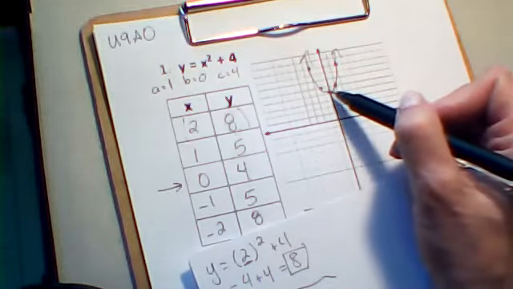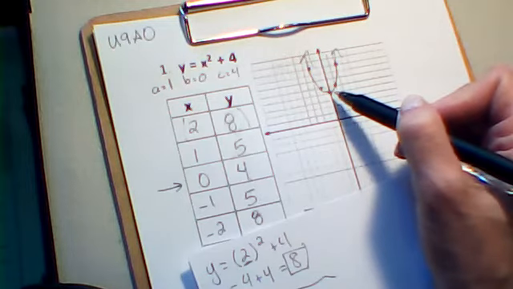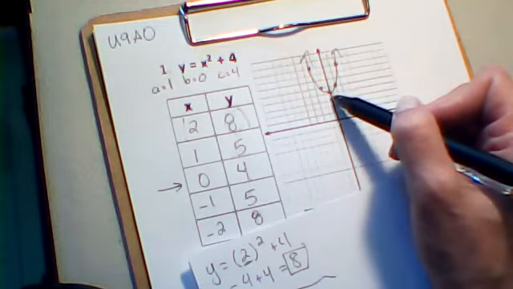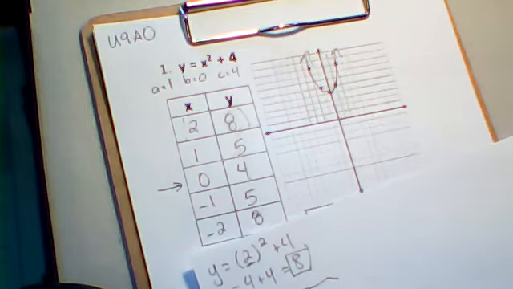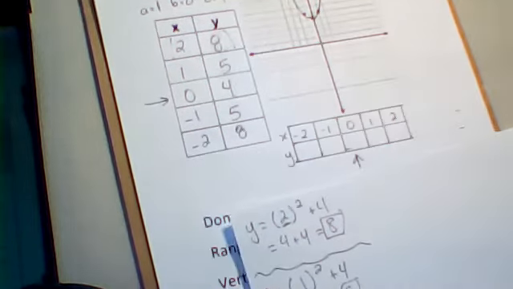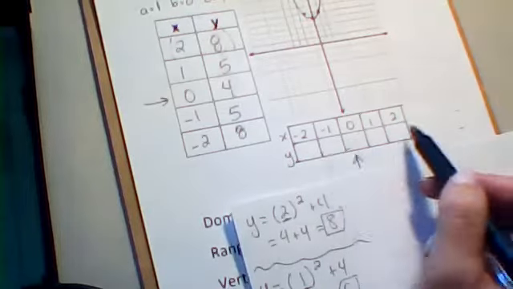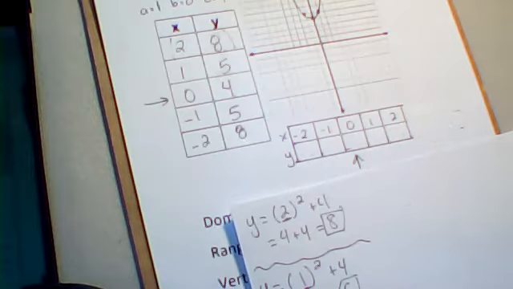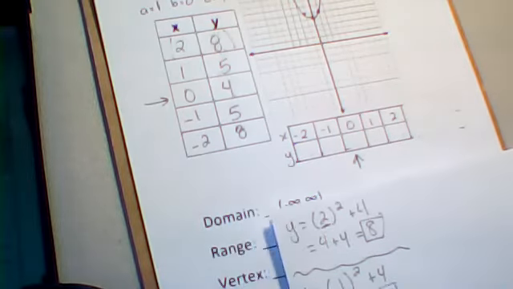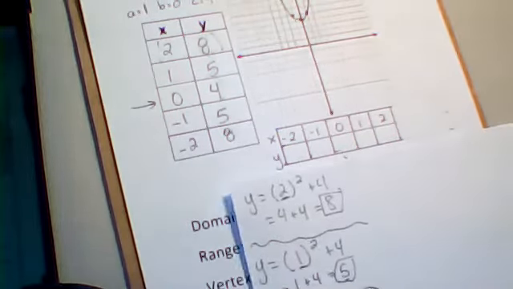I can see where my vertex is, where my axis of symmetry is, and that it's got this minimum. It goes on forever in that direction. That's what allows me to fill out the rest of this. If you prefer to have your tables in this direction, you can go ahead and create them that way. It doesn't matter, it works the same way. I just wanted to make sure you know that's okay.